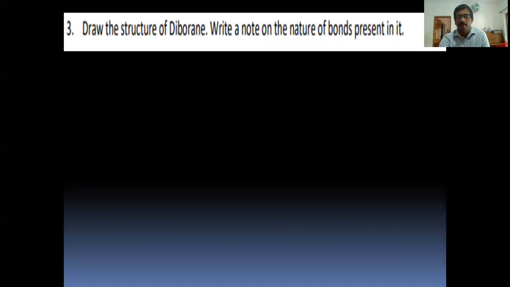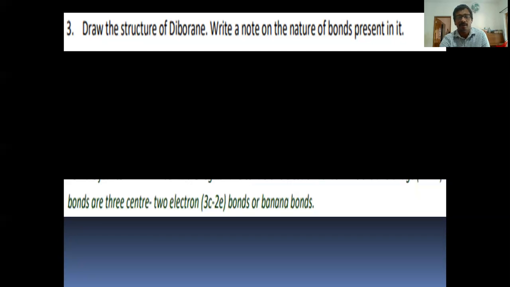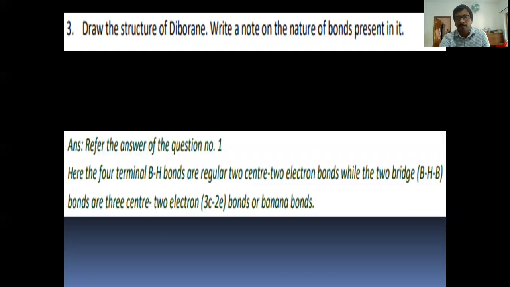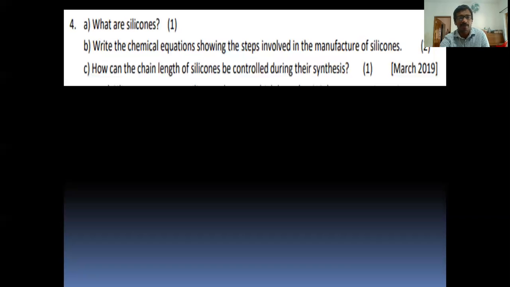Draw the structure of diborane, a repetition of the question. Write a note on the nature of bonds present in it. Already we discussed. Structure, I told you, you have to draw it 2 or 3 times and study it well. And what are the nature of the bonds? Terminal B-H bonds are 2 center 2 electron bonds, but bridge bonds are 3 center 2 electron bonds. That is the important part.